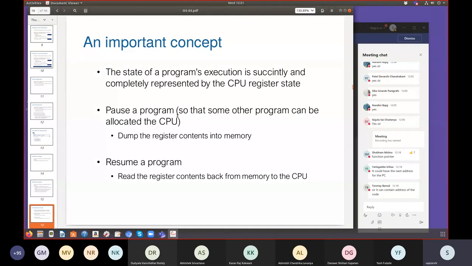So if you want to pause a program so that some other program can be allocated to the CPU, what you simply need to do is, the kernel needs to dump the register contents into the memory. And to resume the program, you just read the register contents back from the memory to the CPU. So this is all that is needed to pause a program and resume a program. And this is done many times. Every time the CPU is deallocated from one program and allocated to another, this has to be done. I hope this point is clear, right?